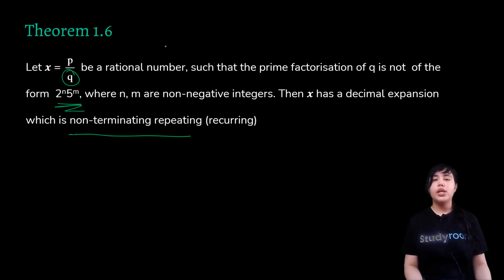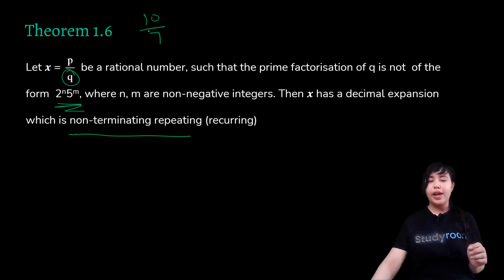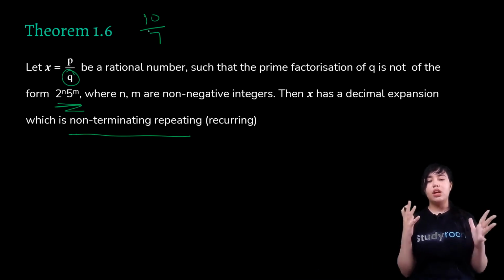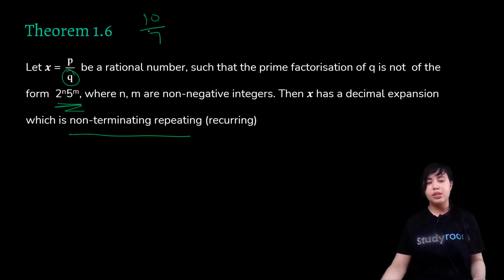If I give you here say 10 upon 7, now here we know that 7 is there in the denominator. I'm having neither 2 nor 5 but 7. So it's clearly not of the form 2 to the power n into 5 to the power m. So in this case, it means that this is not going to give me a terminating decimal. But we can even prove this by long division.